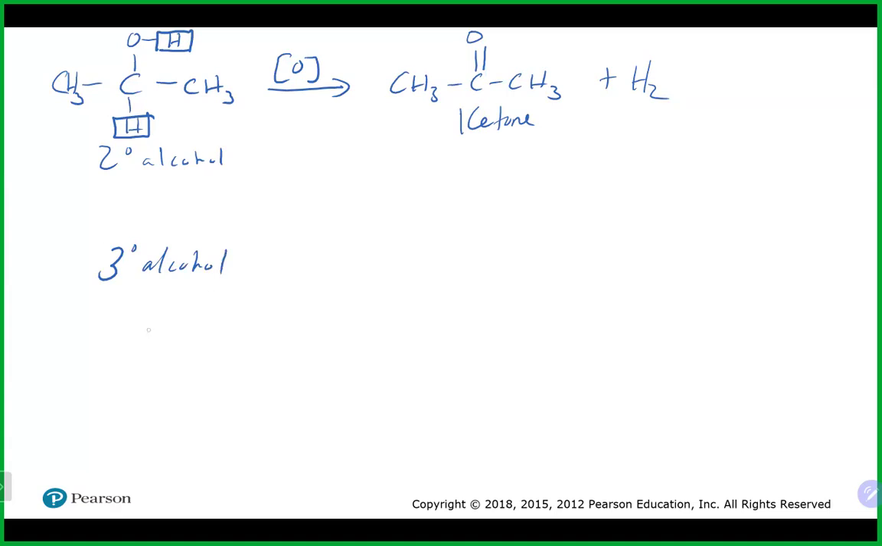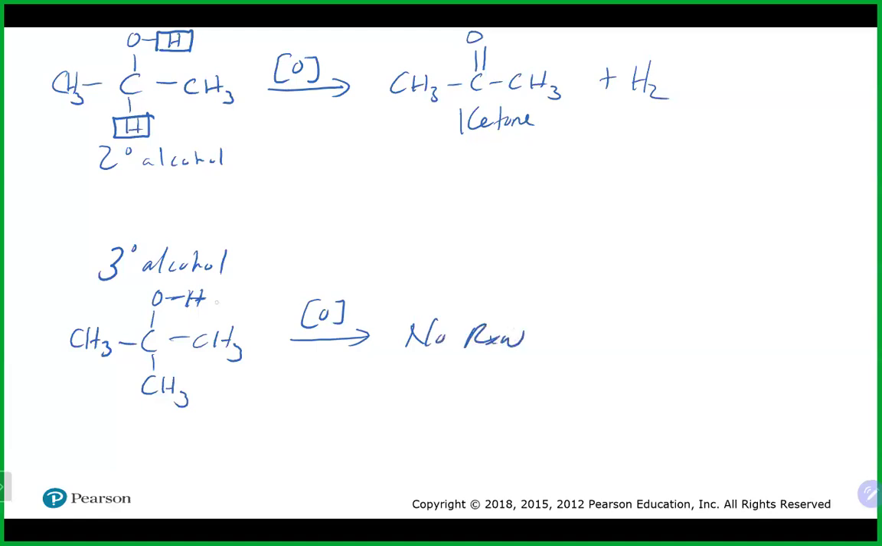And if you have a tertiary alcohol like this guy here, and you go for an oxidation, you are going to get no reaction occurring. That's because it does have the one hydrogen, but it is missing that second hydrogen there on the carbon, so it will not go through any type of oxidation reaction.